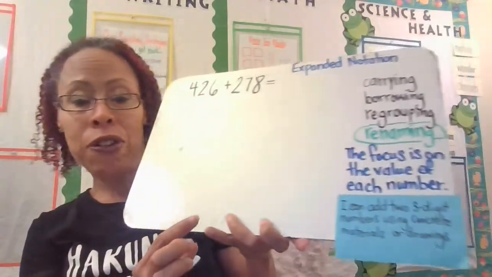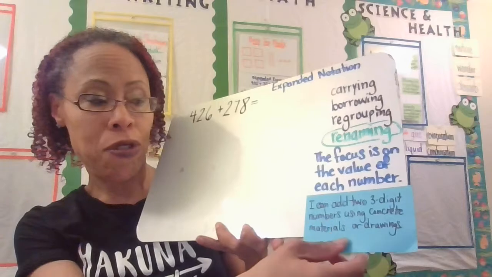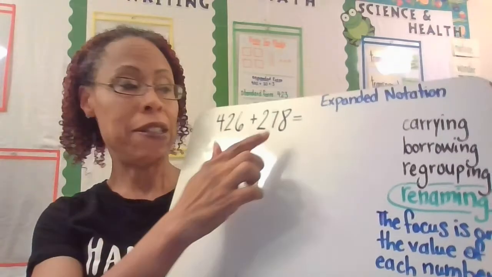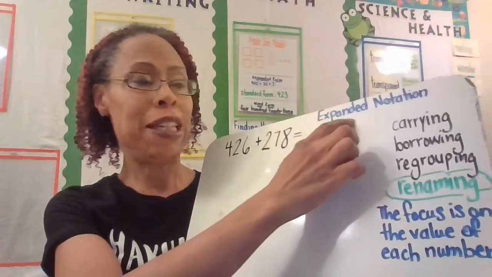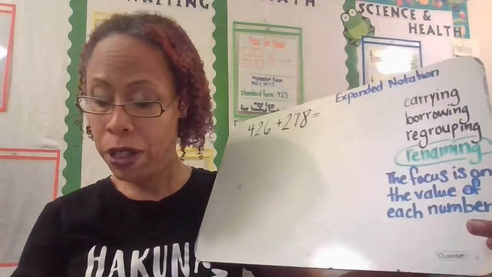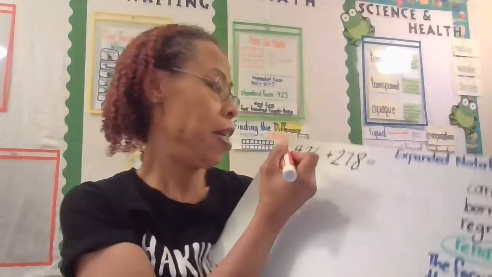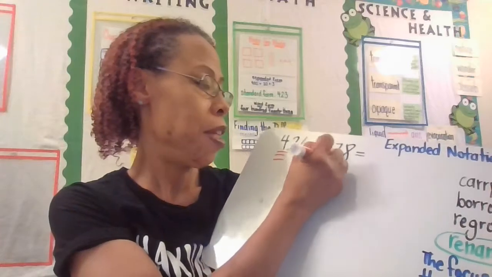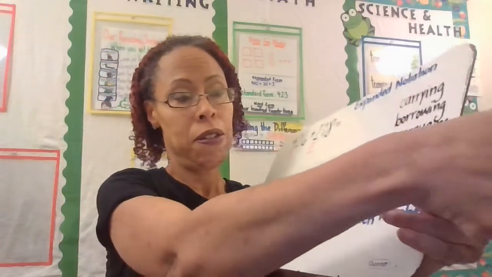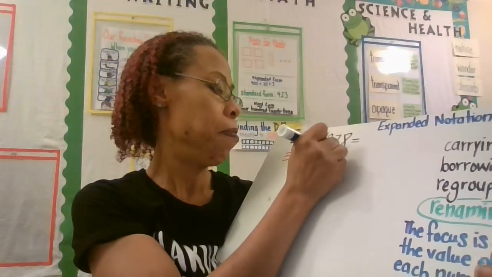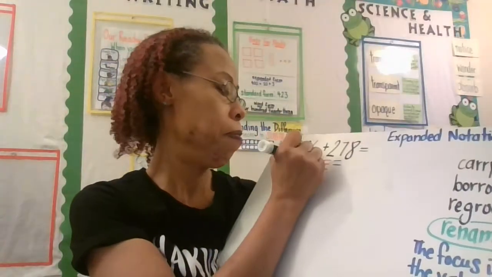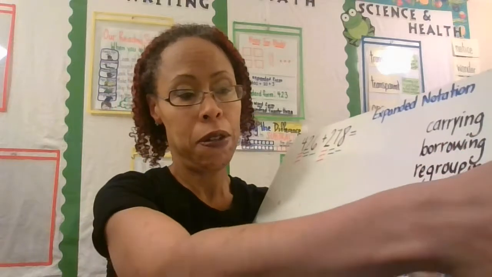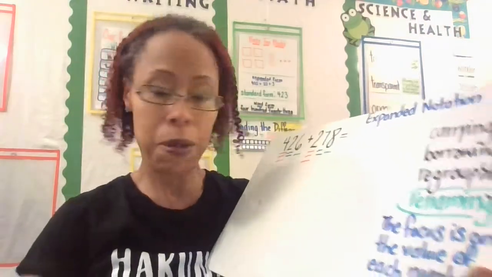All right, so our focus is, I can add 2 3-digit numbers using concrete materials or drawings. This time we're going to be doing some renaming, and we're using the strategy expanded notation. So let's go ahead and indicate the numbers in the hundreds place, the numbers in the tens place, and the numbers in the ones place. Now that that is set up, let's go ahead and write our problems.